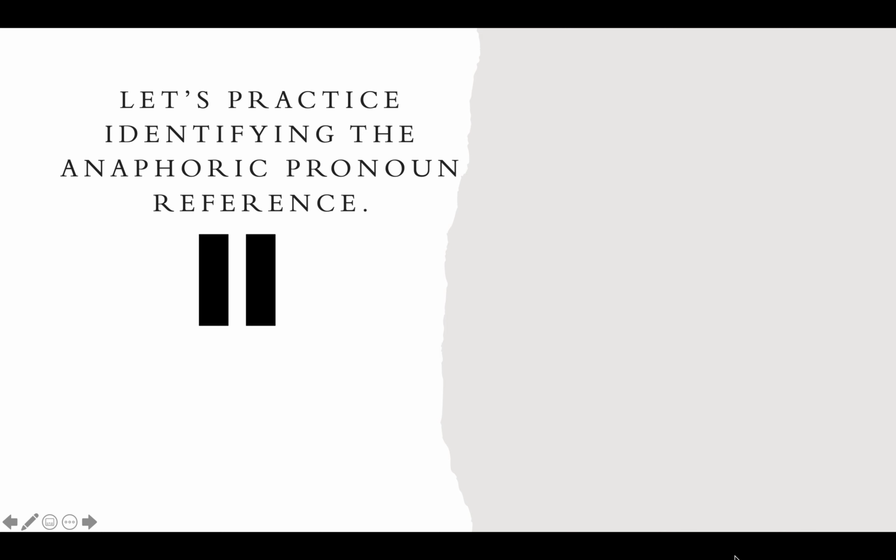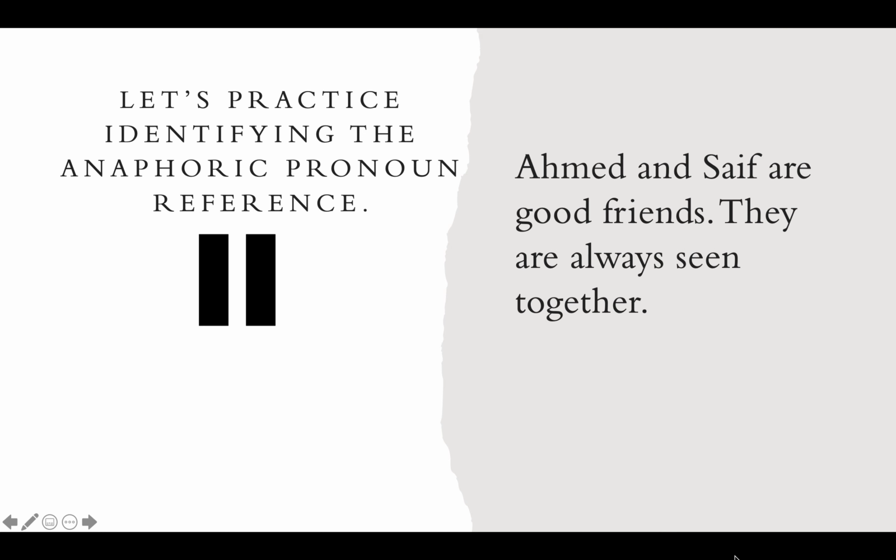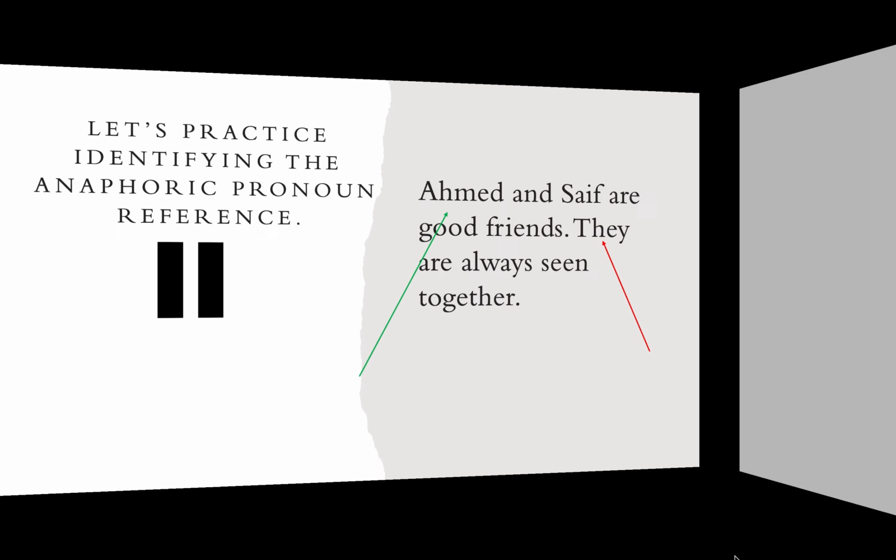Pause the video here as you are identifying the anaphoric pronoun in this sentence. Once you have identified the anaphoric pronoun, let's see if you are correct. Here, they is our anaphoric pronoun. They is referring to Ahmed and Saif. Let's try another.